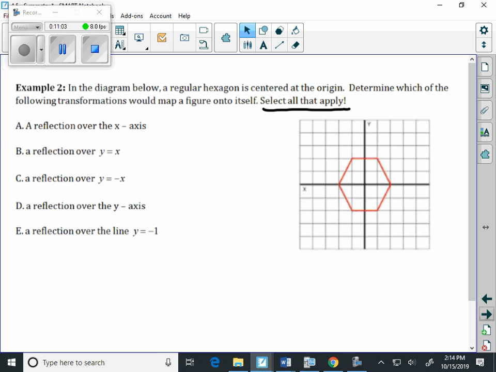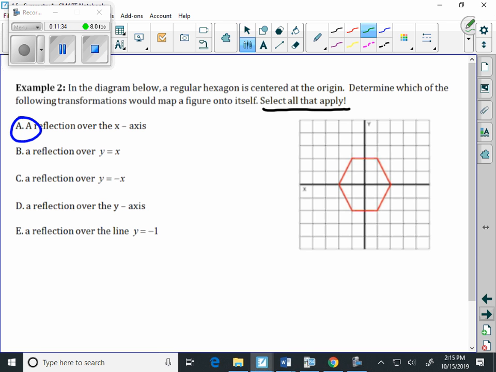So the first one, we can probably visually look at. It says a reflection over the x-axis. If we take this graph and we fold it along the x-axis, will the top half of the graph land exactly on the bottom half of the graph? And the answer is yes. And because of that, this is going to be a reflection over the x-axis.